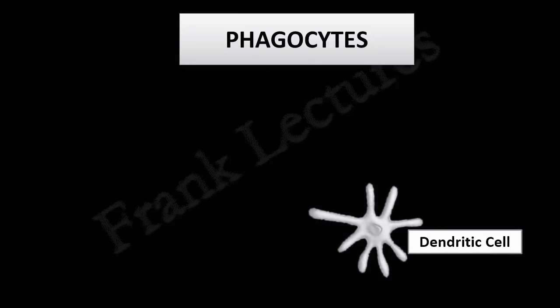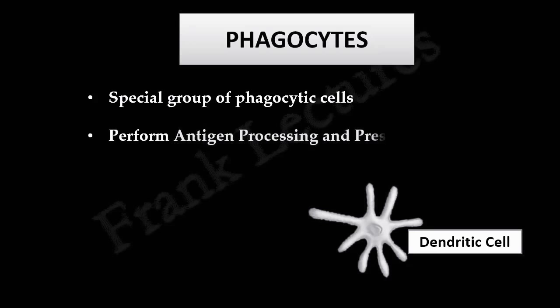If talking about dendritic cells, these cells are a special group of phagocytic cells, since besides performing the processing of the engulfed antigen, that is antigen processing, they also do antigen presentation, which we will study in adaptive immunity.